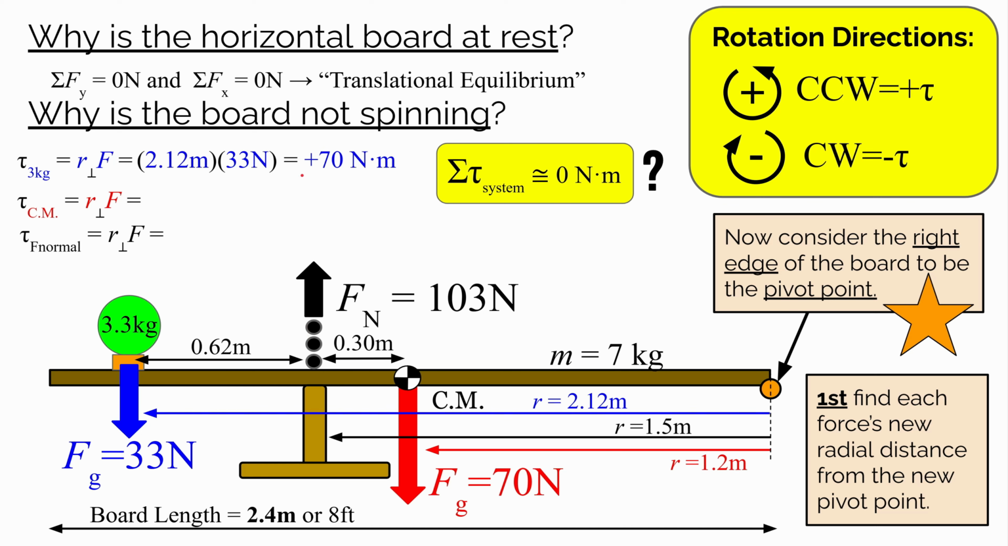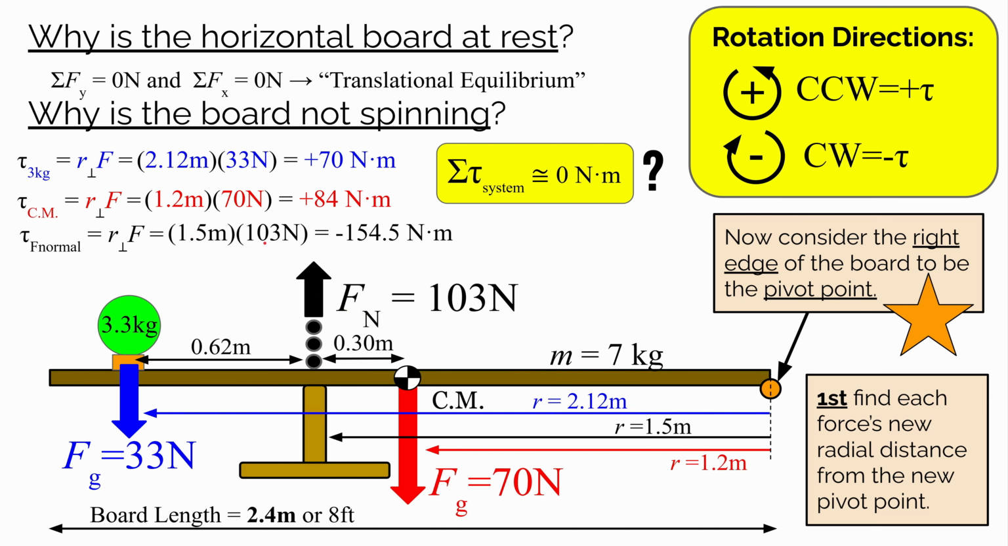So the 3.3 kilogram mass exerts a positive 70 Newton meter torque, if we imagine the pivot point is on the right side. The force of gravity acting at the center of mass location is 70 newtons, it's 1.2 meters away, so it's exerting a torque of positive 84 Newton meters. And now the normal force is not at a zero distance from the pivot point, because we're imagining the pivot point is all the way on the right-hand side. And so it's at a distance of 1.5 meters away.